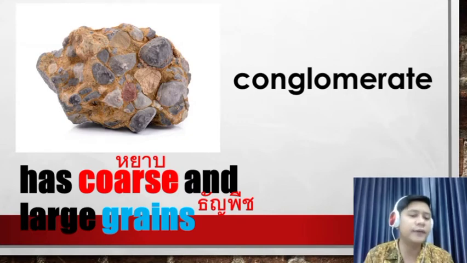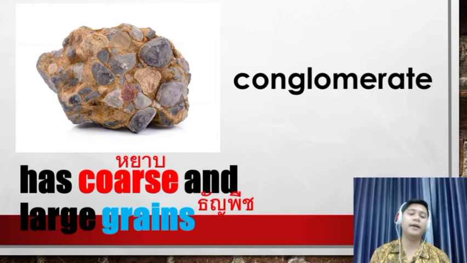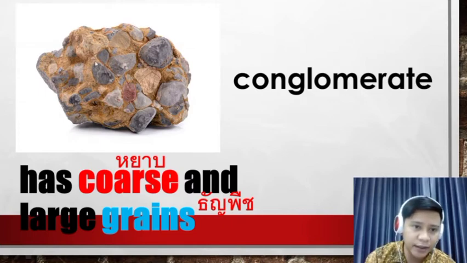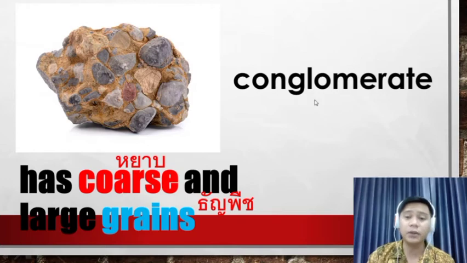But first, let us read the definition. One, two, three. Has coarse and large grain. We say large grain, this one, the large grain. In one stone, they have a little bit of grains. So this stone is what we call conglomerate. Has coarse and large grains. Remember the words again: coarse and grains.